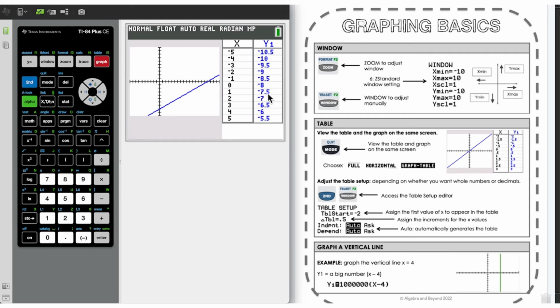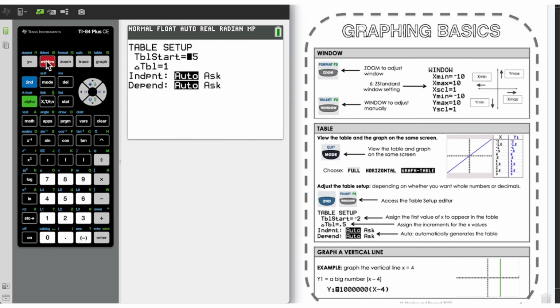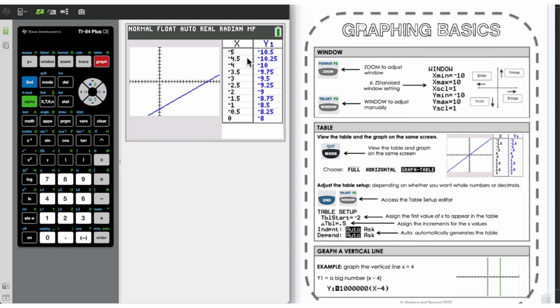So another thing is I've noticed that I have some half points here, and I also want to do like negative 5.5 or negative 4.5. So I can adjust my table setup. So I'm going to choose second window for my table setup, and I want to change it to 0.5 here for the change in table. Okay, it assigns the different increments for the x values. And then I'm going to go ahead and go back to graph, and I can even find more coordinates for when identifying parts of the graph.